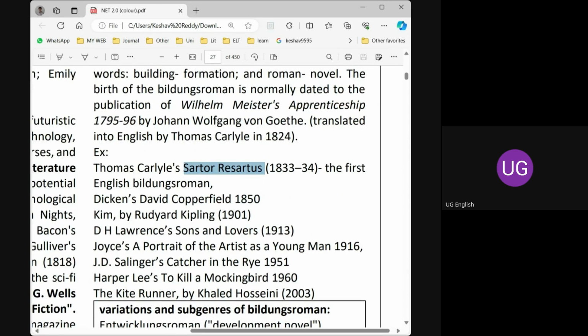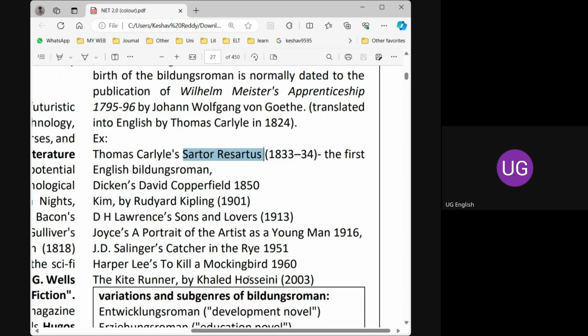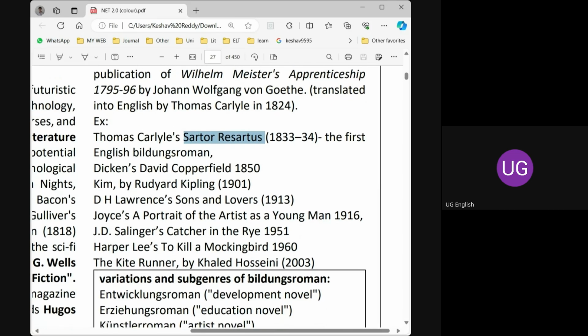Sons and Lovers by D.H. Lawrence, and Portrait of an Artist as a Young Man, that is by James Joyce. J.D. Salinger, we discussed it in the fiction itself, at the first beginning of the class. This is a very complex novel. These two, To Kill a Mockingbird and The Catcher in the Rye.